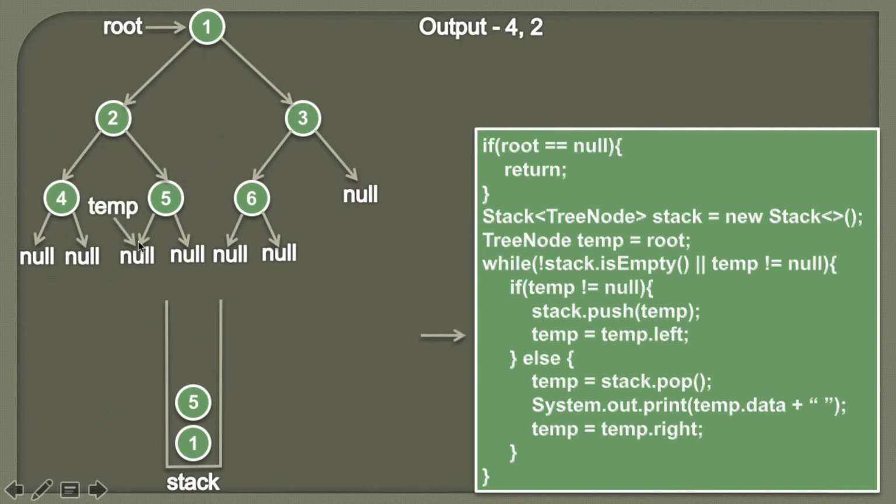So now temp is pointing to null. In the while block we will check whether stack is empty or not. Stack is not empty but temp is pointing to null. So the overall condition comes out to be true, and the while block executes. In the if block we'll check whether temp is equal to null or not. Temp is equal to null, therefore the condition in if block comes out to be false, and the else block will be executed.